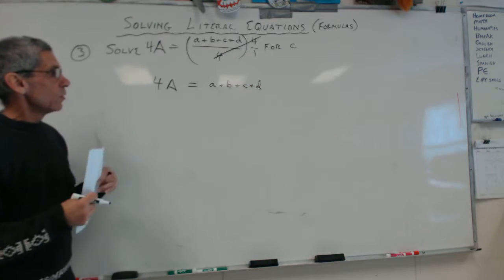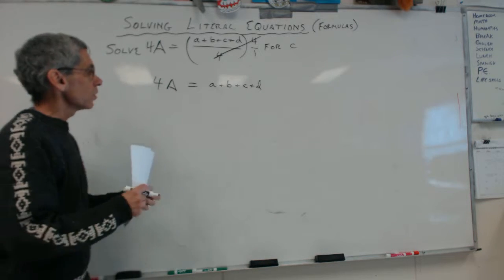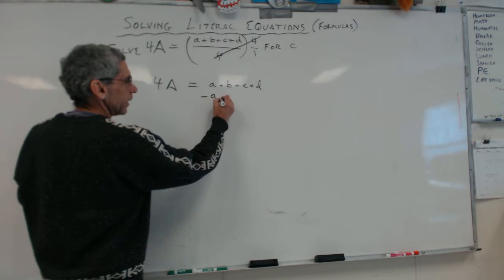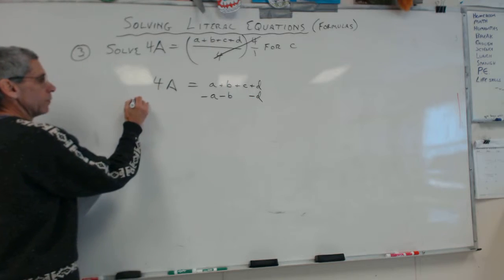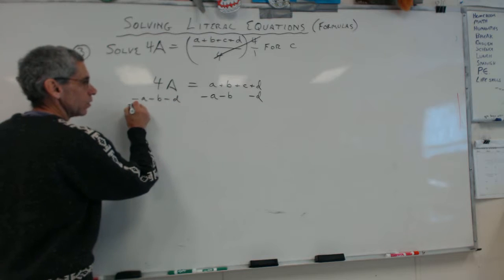What do I have to do now? What's in the way of C being all by itself? A, B, and D. So I have to subtract, and I'm going to do this all at once. Watch this. Minus A, minus B, minus D. I'm doing it all at once.